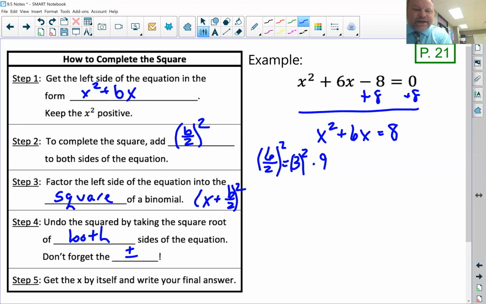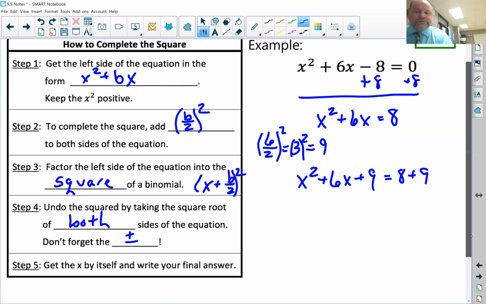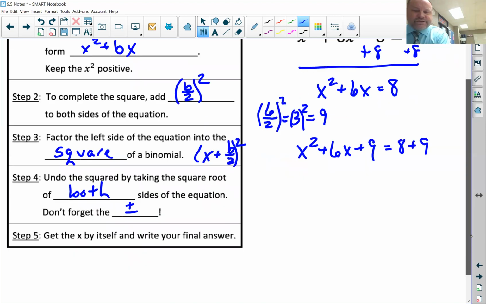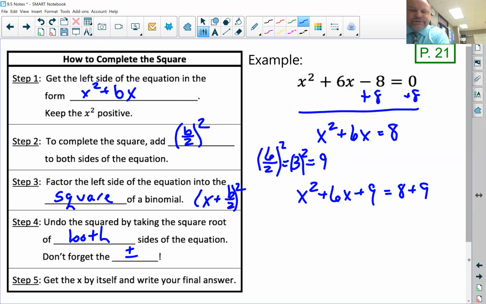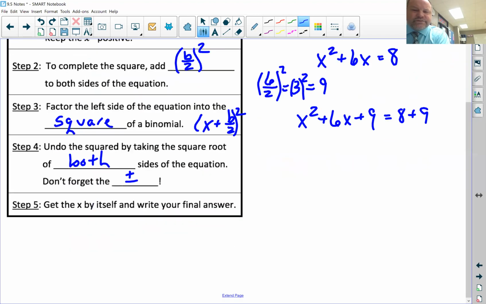Equals 9. So I'm going to add 9 to the left side of my equation, so that it can be a perfect square. And I'm going to add 9 to the right-hand side. And I have to add it to both to keep it equal. Factor the left-hand side. So that is going to be x plus 3 squared. And I can add the 8 and the 9 to get 17.